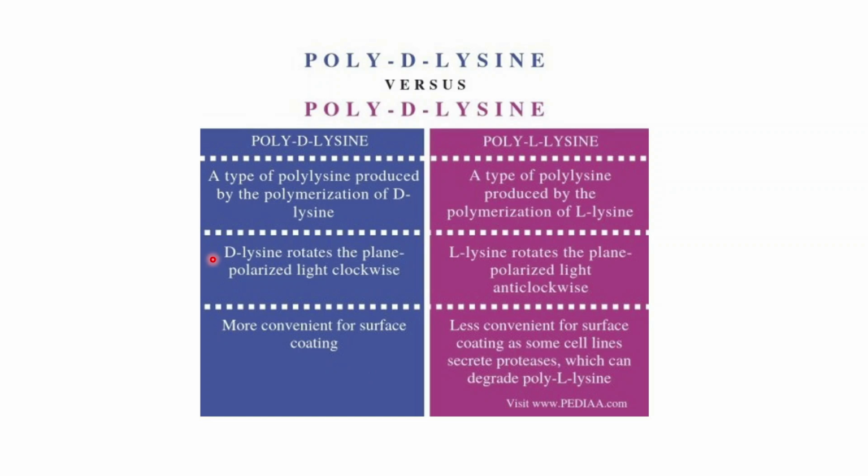Another difference is that both of them rotate plane polarized light, because of the enantiomeric difference. The D lysine molecules rotate the plane polarized light clockwise, while L lysine rotates it anti-clockwise. These are some of the important points to remember about why poly D lysine is used compared to poly L lysine. So does anyone have any doubt?